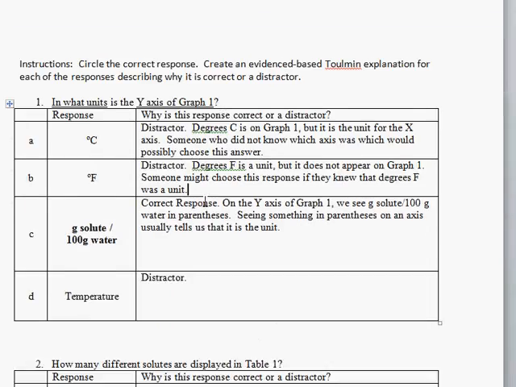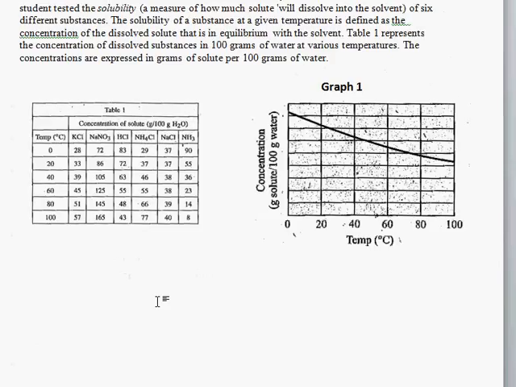Okay. And just so we're clear, a unit is something that you measure something else in. So like I can measure temperature in degrees Celsius. I can measure temperature in degrees Fahrenheit. I can measure concentration in grams of solute per 100 grams of water. Okay. Now, this last one, temperature, that's not even a unit. Okay. You can't measure temperature in temperature. You can measure temperature in some other unit, but you can't measure temperature in temperature.